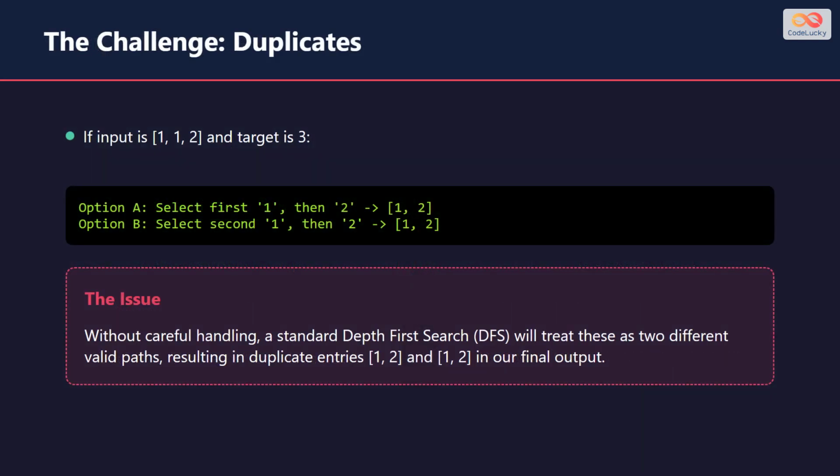The real challenge here is avoiding duplicate combinations in the output. Consider an input like 1, 1, 2 with a target of 3. If we naively pick the first one and then the 2, we get the set 1, 2. If we then ignore the first one, pick the second one, and then the 2, we get another 1, 2. These are identical combinations, and our problem statement says we must avoid this.